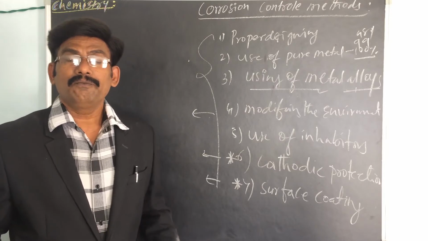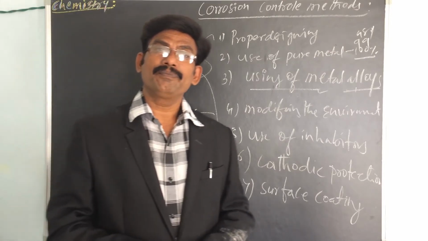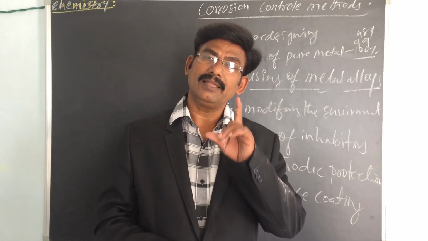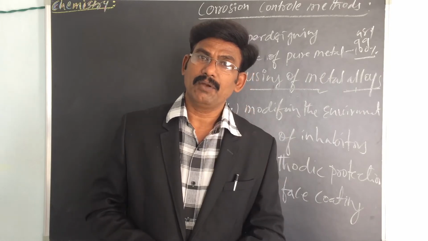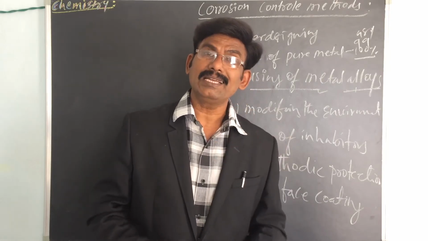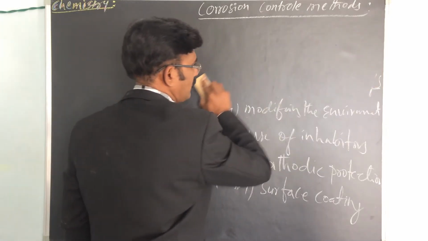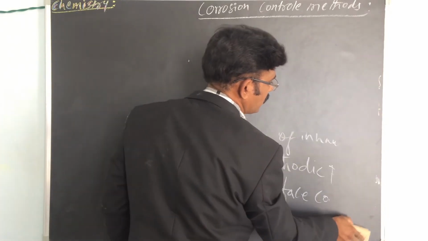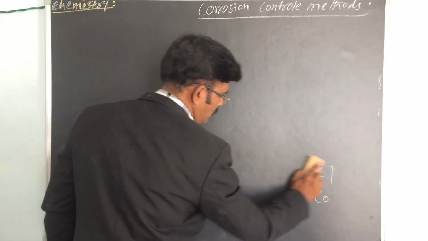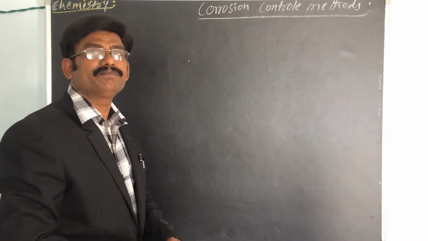So we have to see the corrosion control method, that is cathodic protection. Now we are going to discuss cathodic protection.